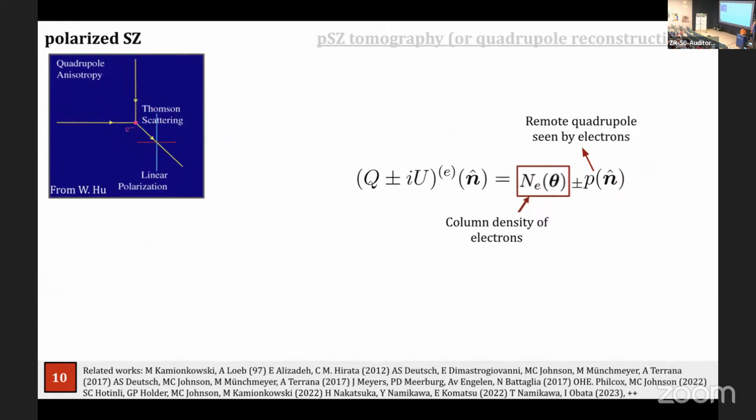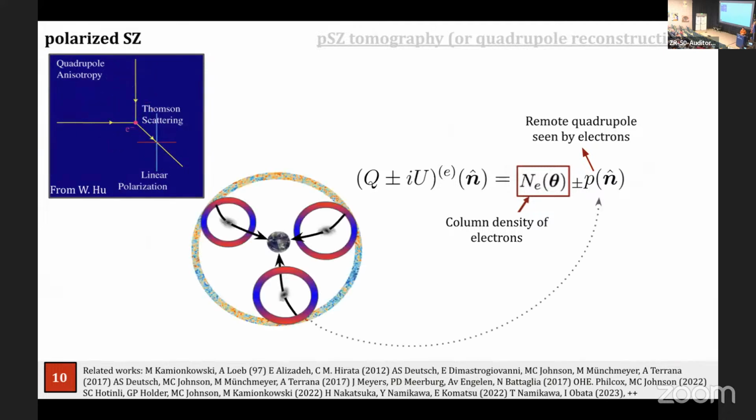Now, this is a little bit more speculative in the sense that we haven't yet started testing with simulations. But nevertheless, there's some value in being excited about this signal as well, partly because the remote quadrupole seen by electrons, unlike the case of kSZ, is actually dominated by the primordial quadrupole, so the CMB quadrupole that these electrons see in their rest frame. So in principle, this observable probes the CMB seen by electrons all throughout the universe, in turn extending the light cone very significantly, as explored in many works that I cite here.